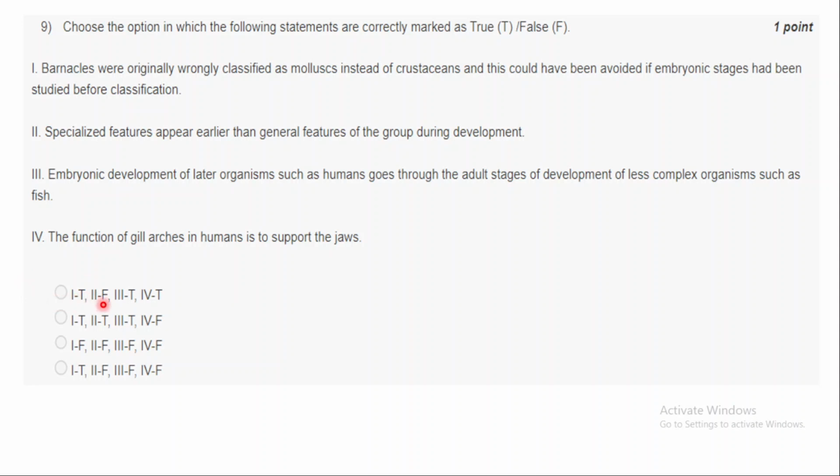Option 1, 1 is true, 2 is false, 3 and 4 are true. Option 2, only statement 4 is false and all the rest three are true. Option 3, all statements are false. And option 4, first statement is true and the rest of the statements are false. Statement 3, embryonic development of later organisms such as humans goes through the adult stages of development of less complex organisms such as fish. Now read all the options carefully and mark the answer.